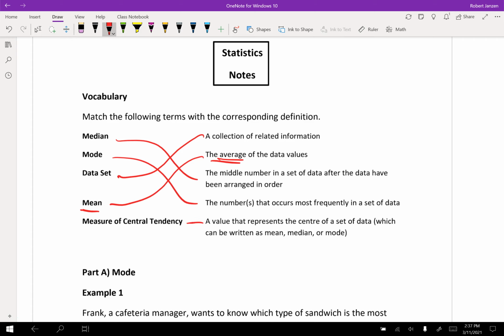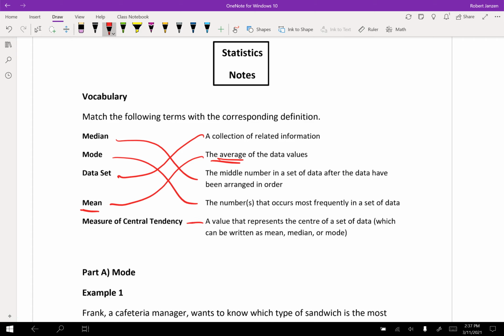Okay, so let's talk about each one individually. First of all, the mode. It says Frank, a cafeteria manager, wants to know which type of sandwich is the most popular. He records the sales of each type of sandwich for 1 week. So each of these numbers represents how many of each of those sandwiches are sold. Determine the mode. Now, if you look back to what mode is, it's the number that occurs most frequently. So we look at this list, which of these numbers occurs the most frequently?